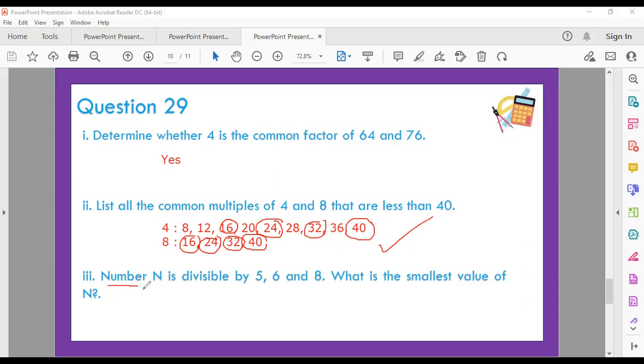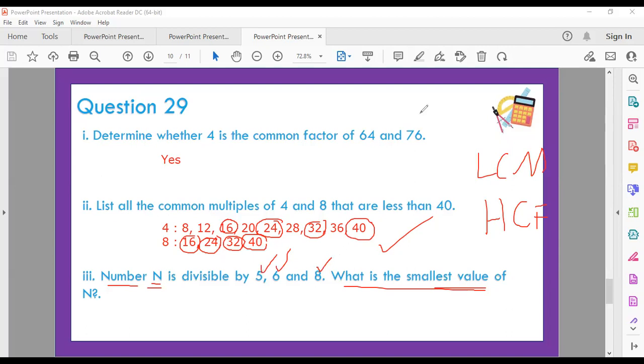Number n, the third one. Number n is divisible by 5, 6, and 8. Now, what is the smallest value of n? Guys, what are we going to find? I told you, lowest common multiple or the highest common factor. These are the two things you can find. So, what is the smallest value of n? Which means number n is a multiple of 5, it's a multiple of 6, it's also a multiple of 8.